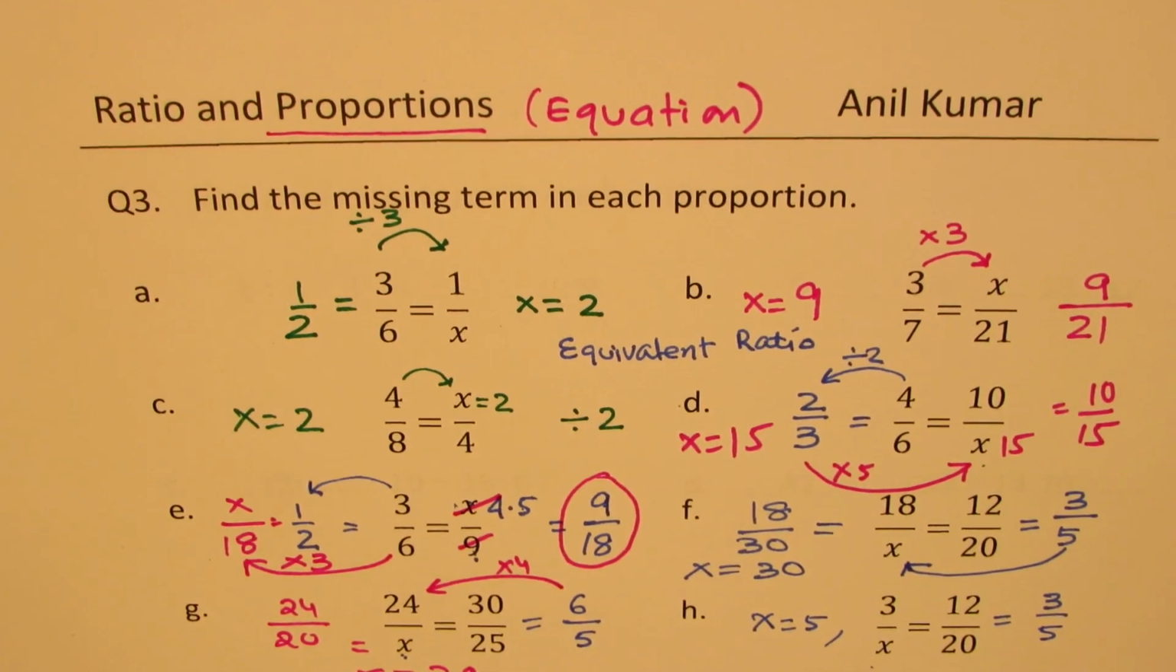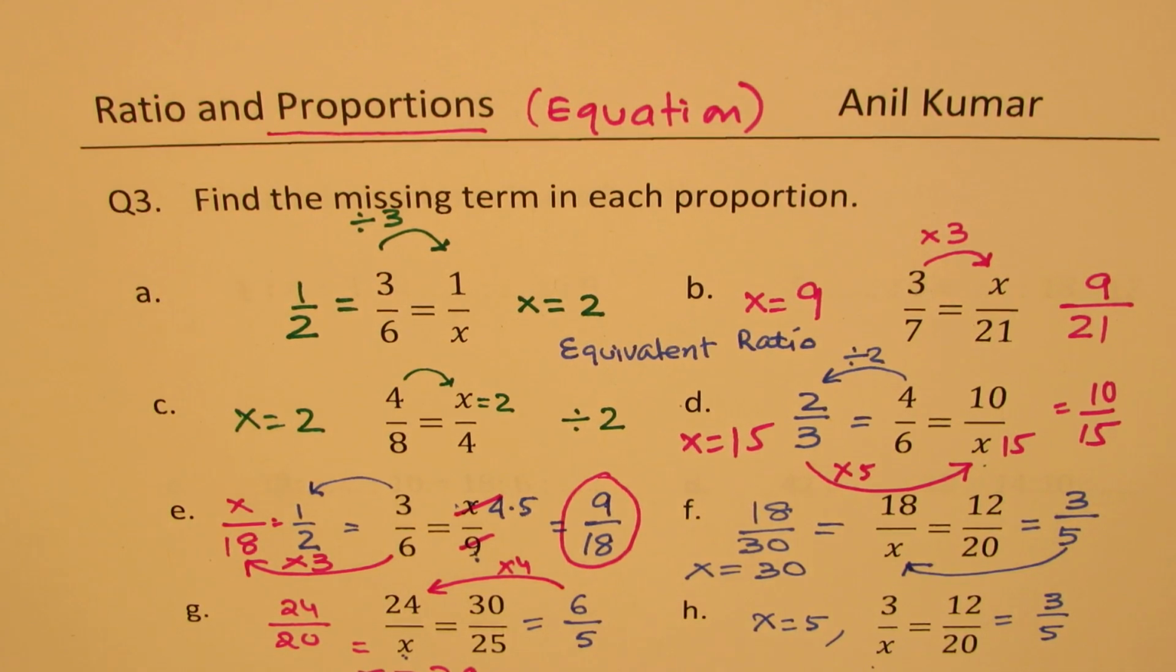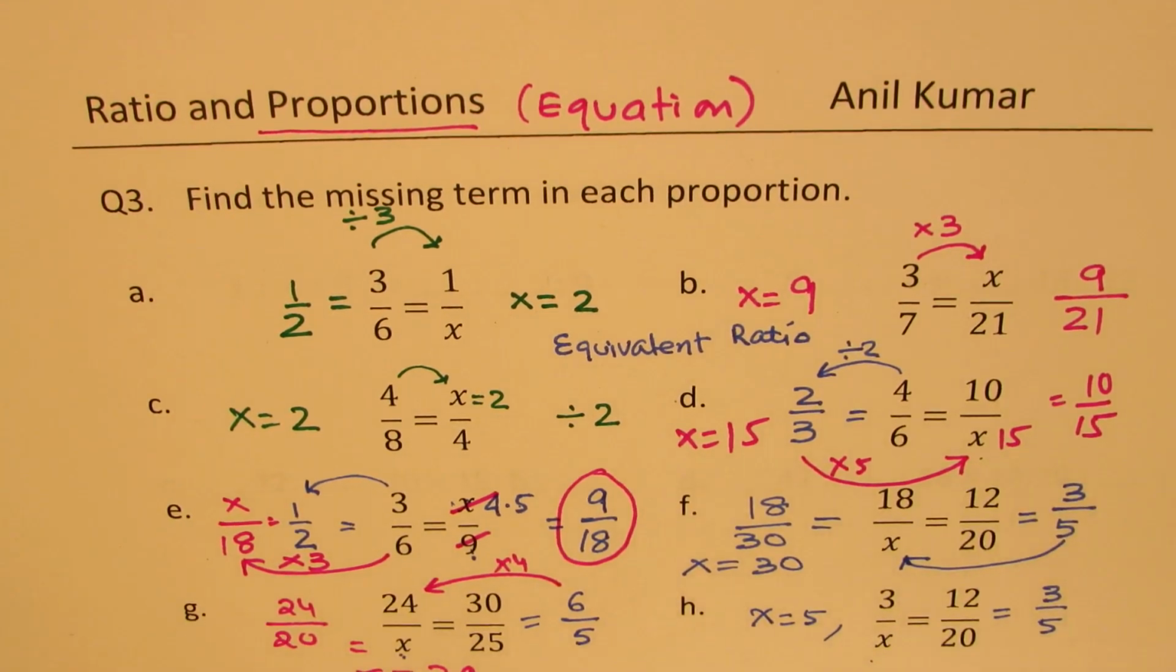So this was slightly more trickier than what we had done earlier, but that is how ratios and proportions could be. It looks simple, but as you move forward, it becomes very tricky. Okay, now let's move on and take question number 4.